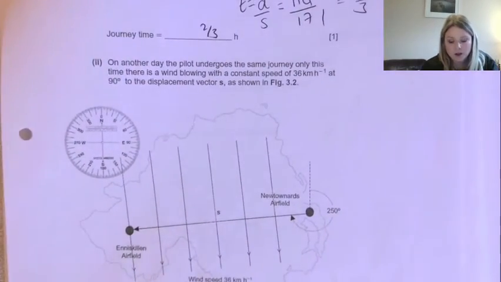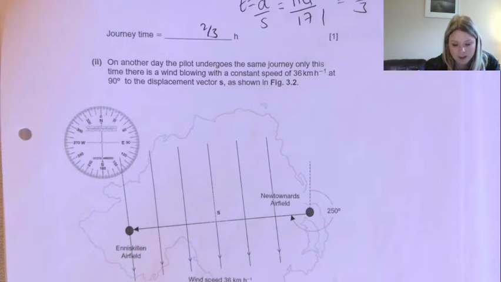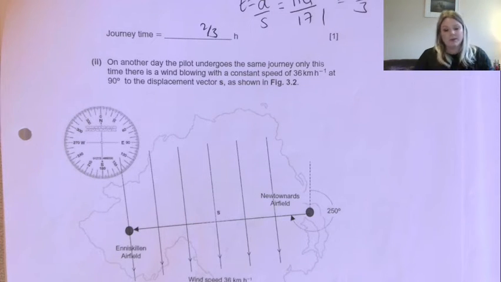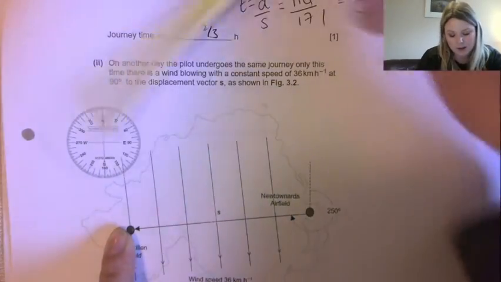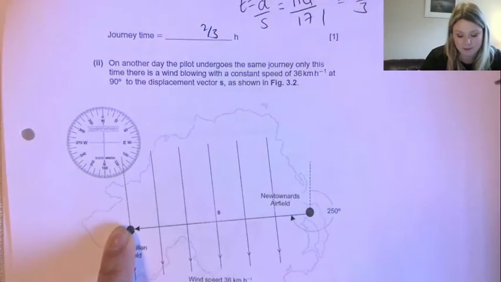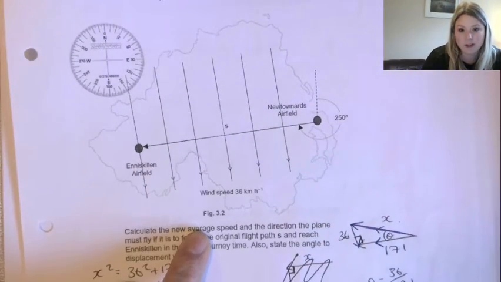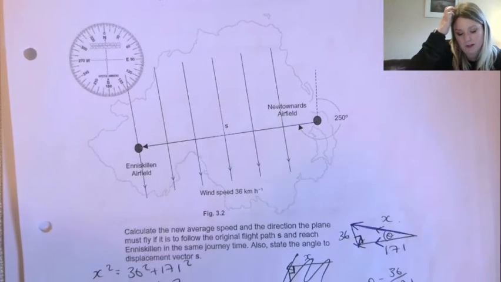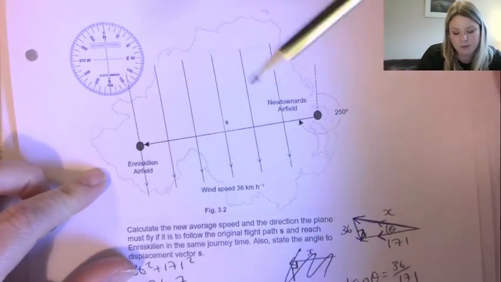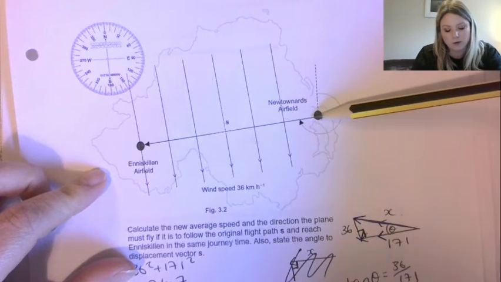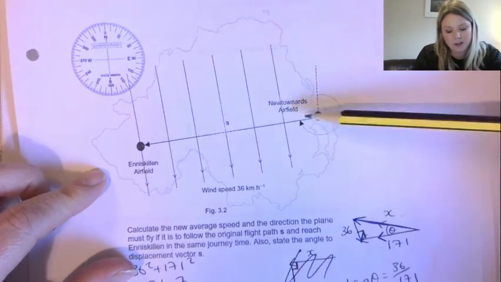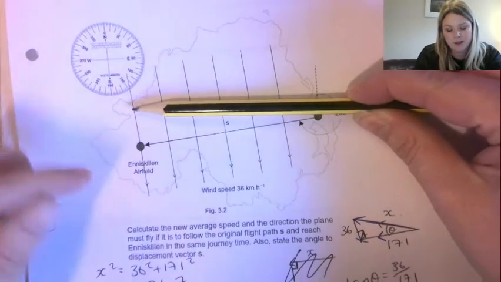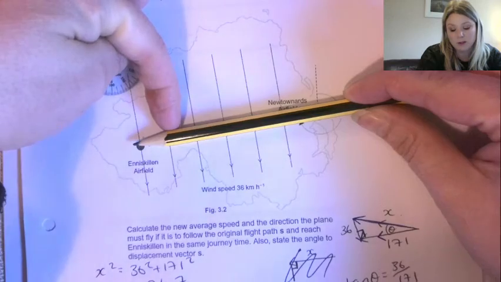So on another day, the pilot undergoes the same journey, only this time there's a wind blowing with a constant speed of 36 kilometres per hour at 90 degrees to the displacement vector. So this is where he wants to go, but the wind is pushing down this way at 90 degrees. Calculate the new average speed and direction the plane must fly if it is to follow the original flight path S and reach Enniskillen in the same journey time, and also state the angle to the displacement vector S. So if the wind is pushing him down here and he wants the resultant of the wind and the way he's going to be this, he's going to have to go up this way a bit, and then the wind's going to push him down so that the resultant ends up being this one.